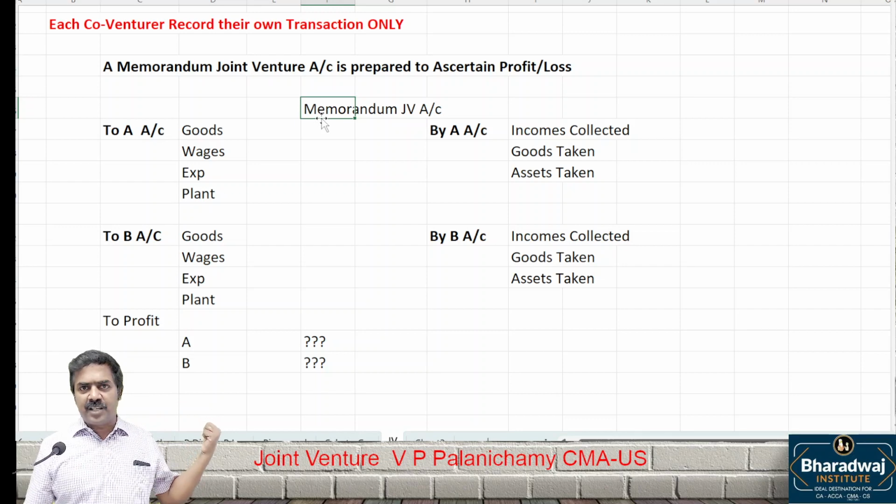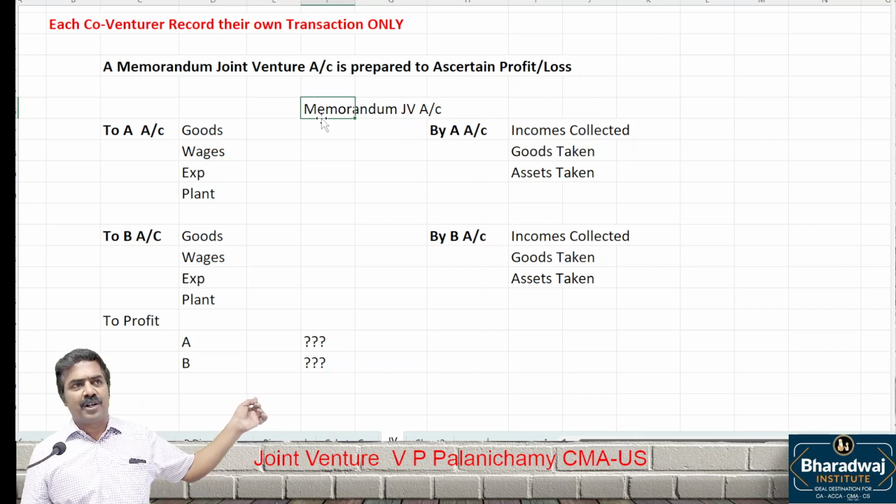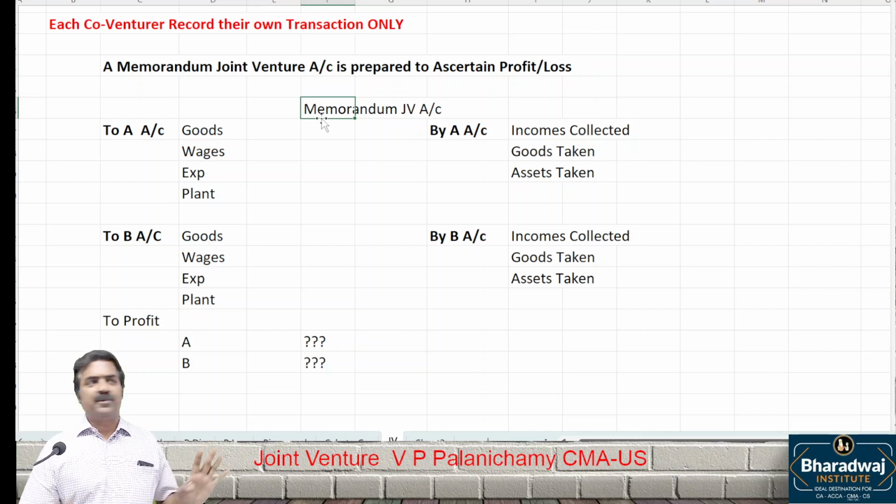Is it prepared in A's book or B's book? No. We bring the expenses and income in a sheet. Which account do we prepare? Memorandum joint venture account. Share the profit, tear it and throw it. Is the memorandum joint venture account part of A's record or B's record? It is not part of A's record or B's record.